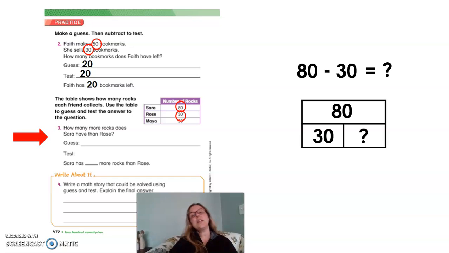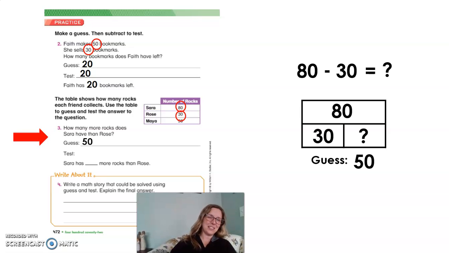So thinking about what we know about 8 tens and 3 tens, make your best guess right now. What do you think the difference between 80 and 30 is? Now, I'm going to think the difference between 8 and 3 is 5, so the difference between 80 and 30 is probably 50. So 50 is my guess, and go ahead and put your guess on the line. And if your guess is not the same as mine, that's okay. And now we'll test it to see if we got our guess correct.